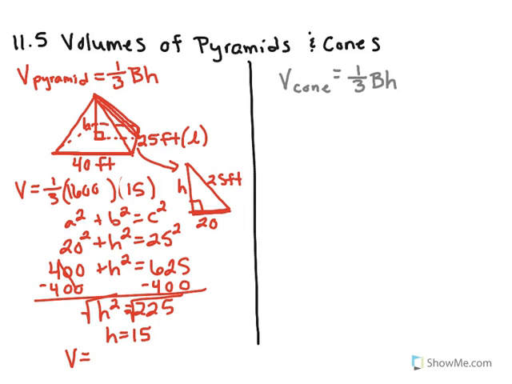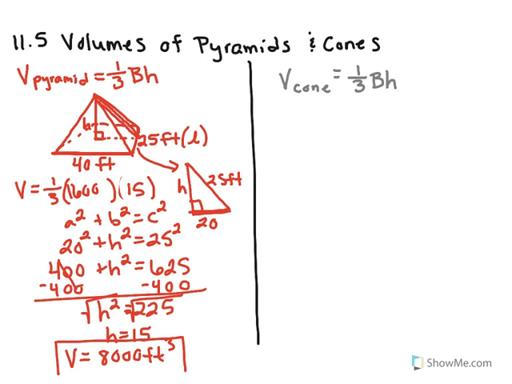So now I'm going to go to my calculator and type everything in. So 1/3 times 1600 times 15, and that gives me 8,000 cubic feet. So that's how you're going to do your pyramids.